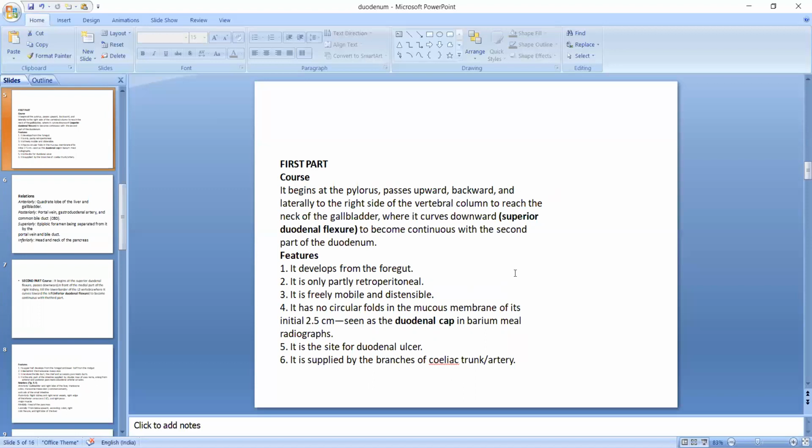It develops from the foregut and is only partially retroperitoneal. It is freely mobile and extensible. It has no circular folds in the mucous membrane of its initial 2.5 centimeters, seen as the duodenal cap, which is the site of duodenal ulcer. It is supplied by branches of the celiac trunk.